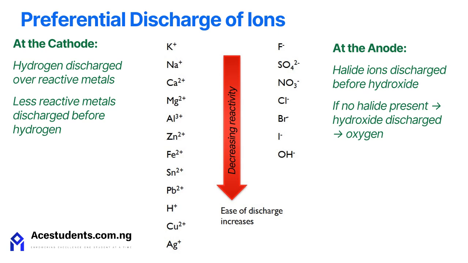At the anode, halide ions like chloride, bromide, and iodide are discharged before hydroxide. If no halide is present, hydroxide ions are discharged, producing oxygen gas. Remember, cathode loves the less reactive cation, anode loves halides first.